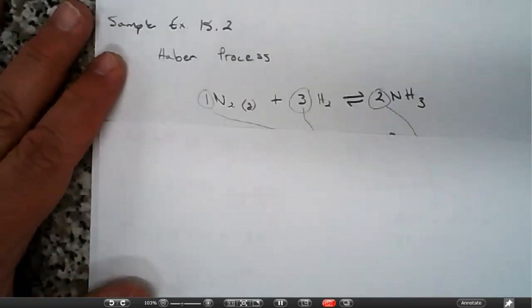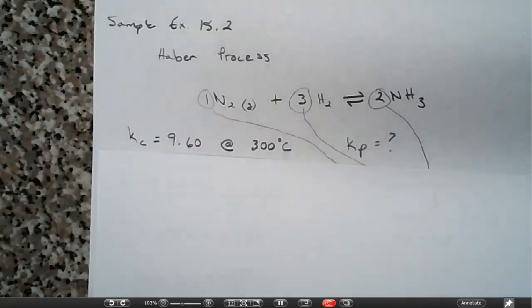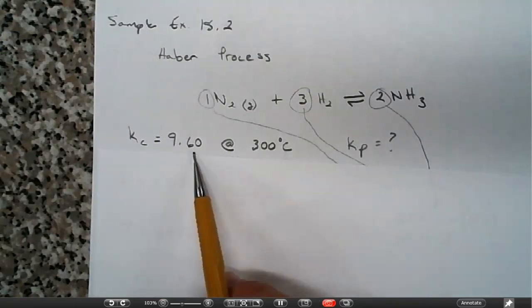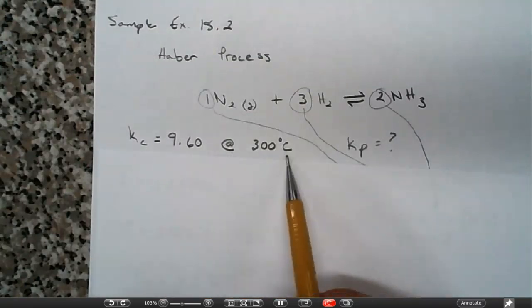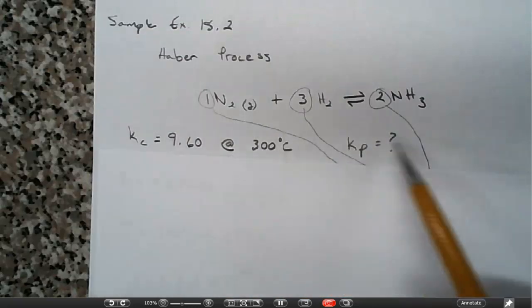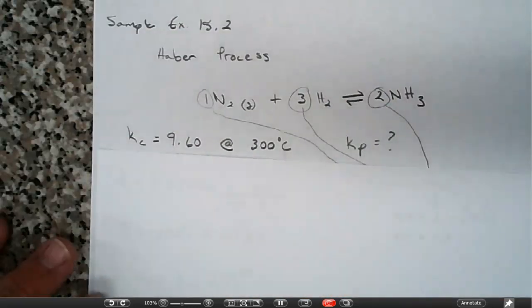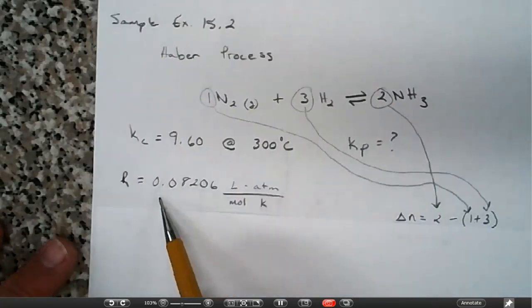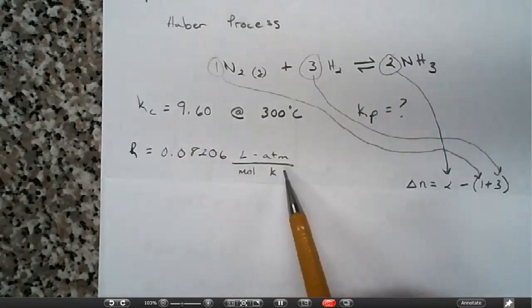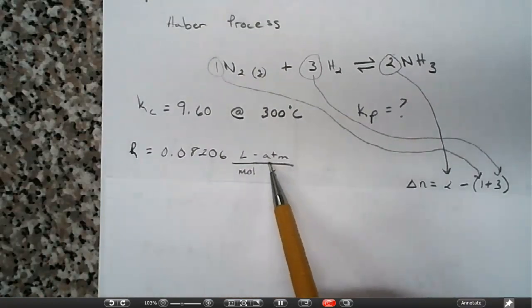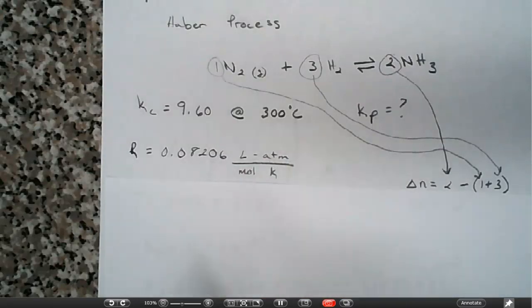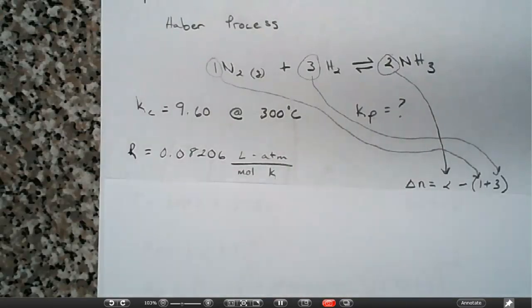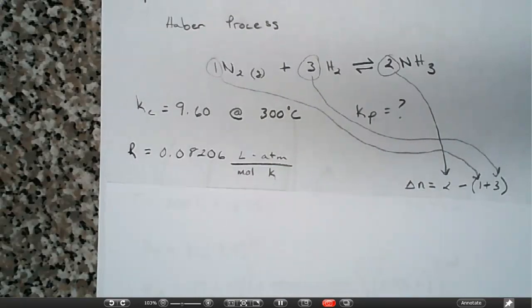So here we go. I wrote out all the things that I know. It gave me in the problem this Kc value, 9.6 at 300 degrees Celsius. I need to change this to Kelvin, and then I have my Kp value. There's a couple things here. I wrote out some stuff here. I'm going to use this R value of 0.08206 because the pressures that we're dealing with in this problem are atmospheres. We're going to convert to Kelvin, and it tells me that it's in a liter, and that's the particular units that they're using. So I keep all the units together. I take 300 degrees Celsius, convert it to Kelvin.